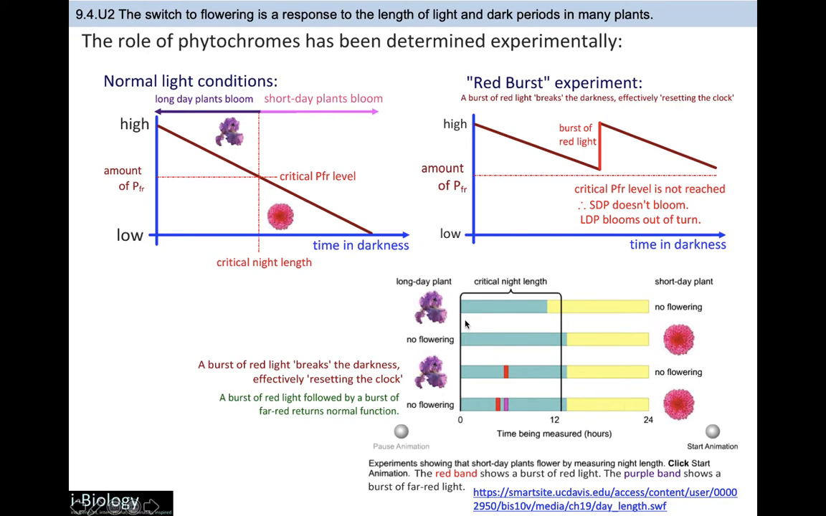And here, let's take a look again. Here I see that my days are long and my night is short. The night does not pass this critical length, so I'm going to see a long day plant bloom, whereas a short day plant will not. If that darkness is uninterrupted and exceeds that critical length, I'm going to see flowering in my short day plant, not in my long day plant. Now note that the darkness does exceed the critical length, but if you were to interrupt it with a burst of red light, then the short day plant will not bloom, whereas you can actually get long day plants to bloom.